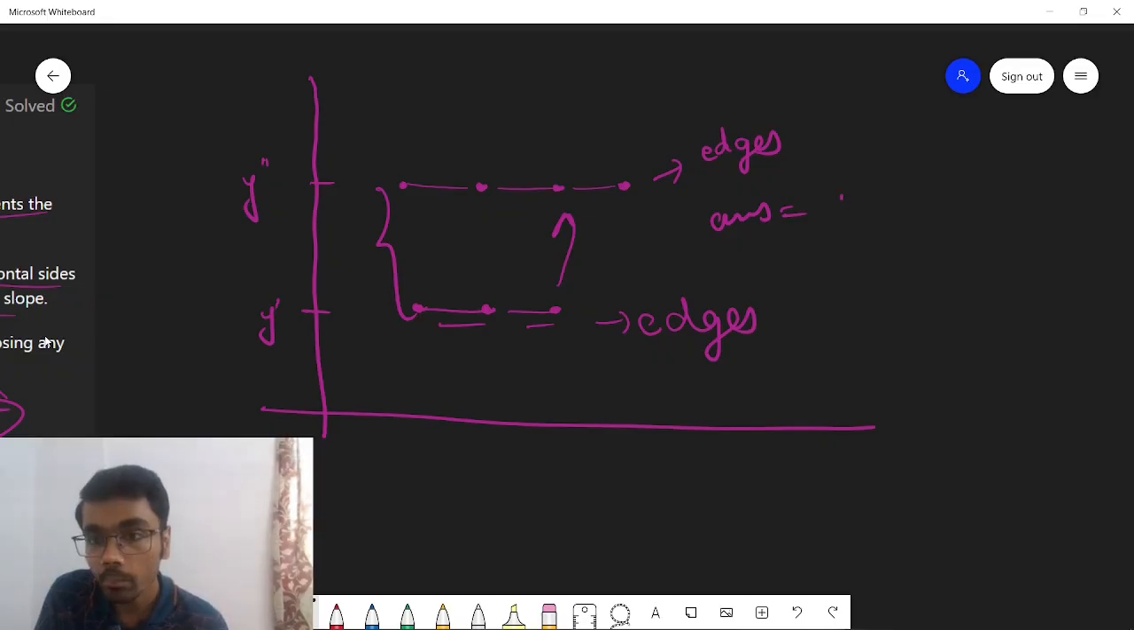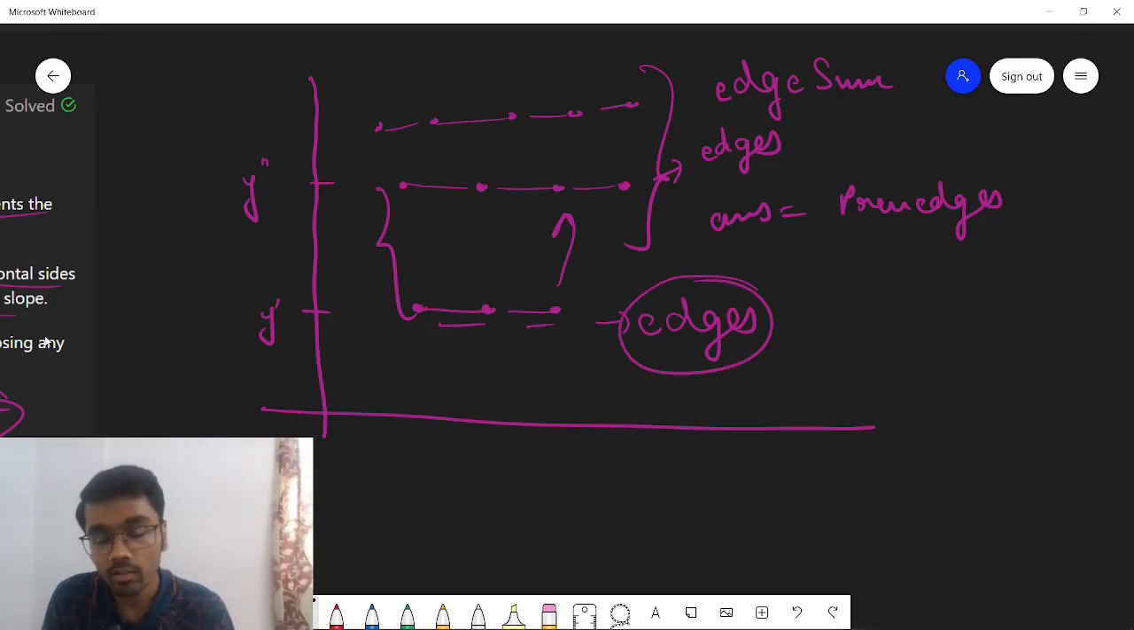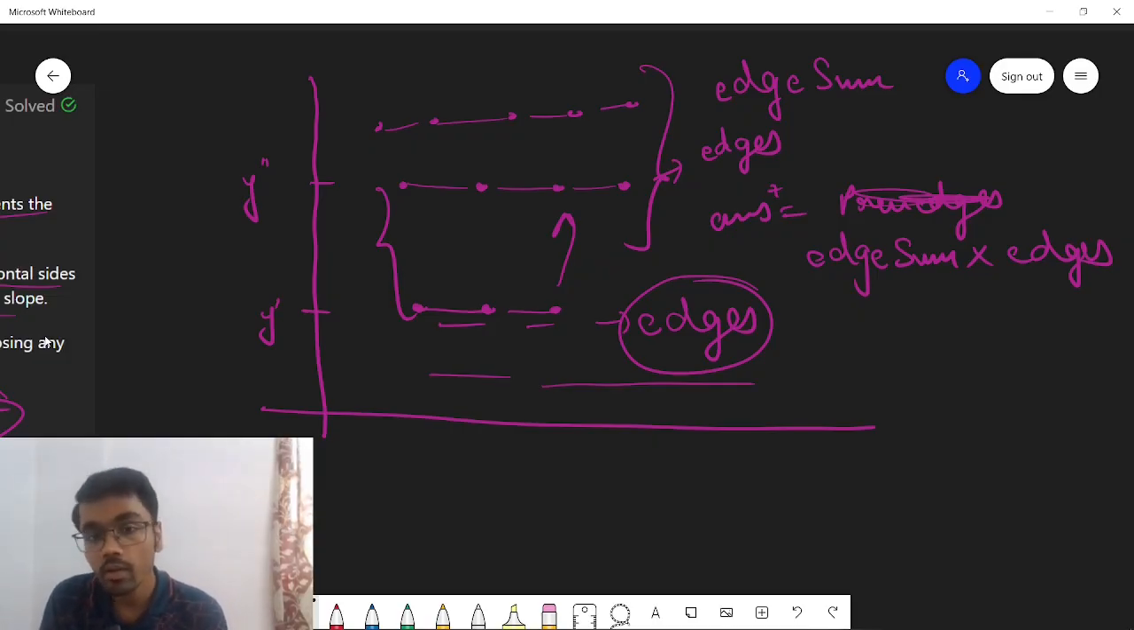Answer would be nothing but the previous edges sum, because there can be more edges that were created. So till here there will be some edge sum, right? You say edge sum, and this is the current edge that we have calculated. So the edge sum that you have till now, multiplied by the current edges, will give you your answer. And we'll be doing plus to our answer, because in future we'll be having more edges and so on and so forth. So this is how we'll be creating the horizontal trapezoids.